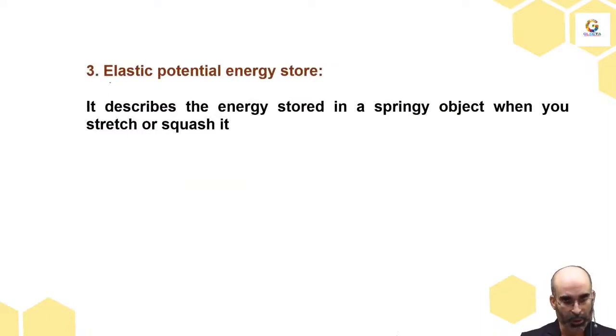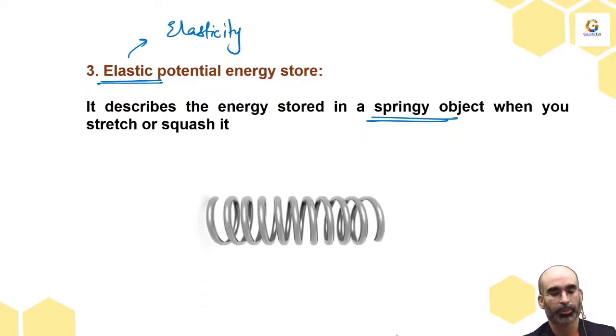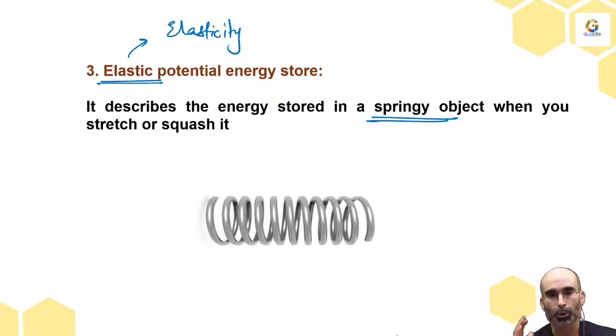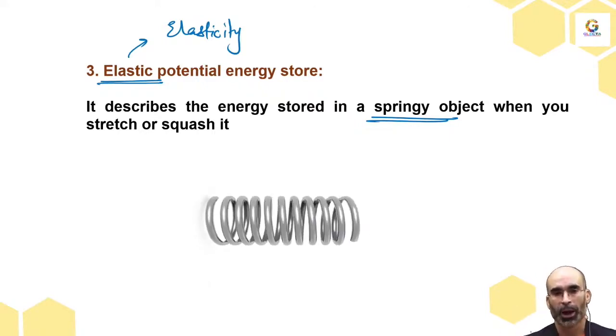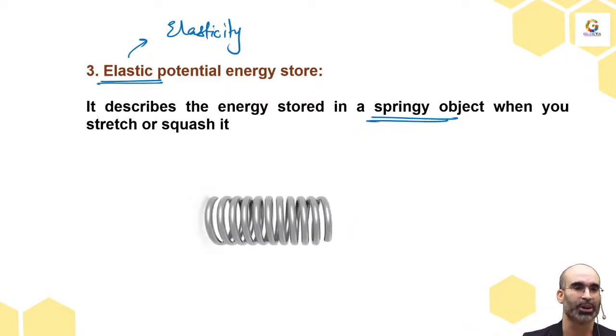Now let us talk about elastic potential energy. This must remind you of something that regains shape and size, something related to elasticity. So a sort of springy object, right? When you stretch it or squash it, what is happening? Energy is stored in that. So here you see, you are squashing it. If you stretch it, then also there would be energy stored in it.